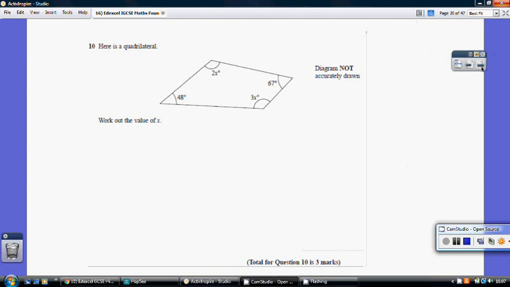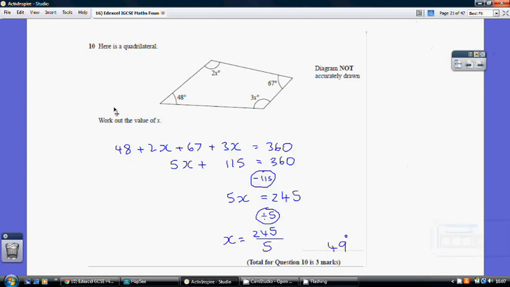Question 10. So the angles of a quadrilateral, a four-sided shape, add up to 360 degrees. Remember, it's two triangles effectively. If you cut it down there, each triangle will be 180. So a four-sided shape, the angles add up to 360 degrees. So this plus this plus this plus this must equal 360 degrees.